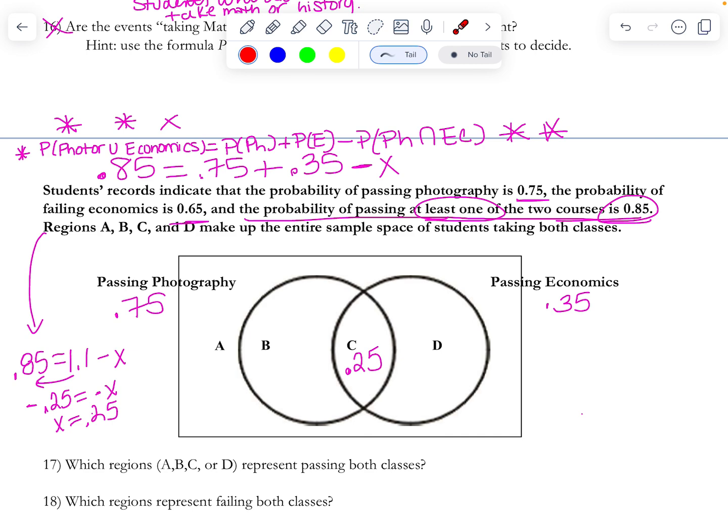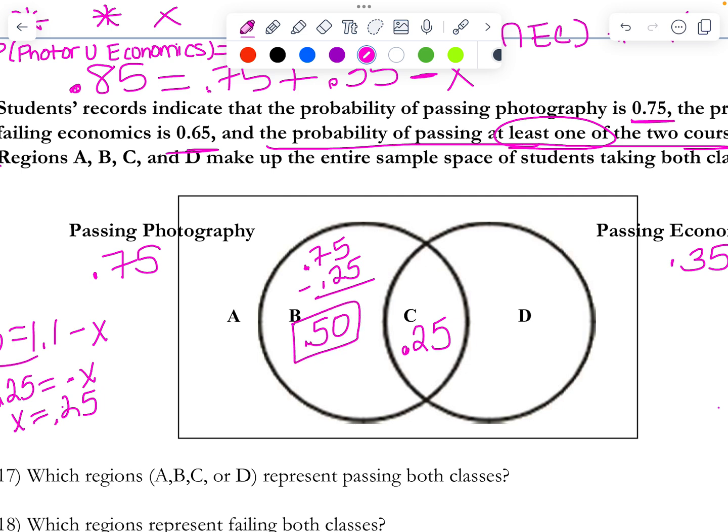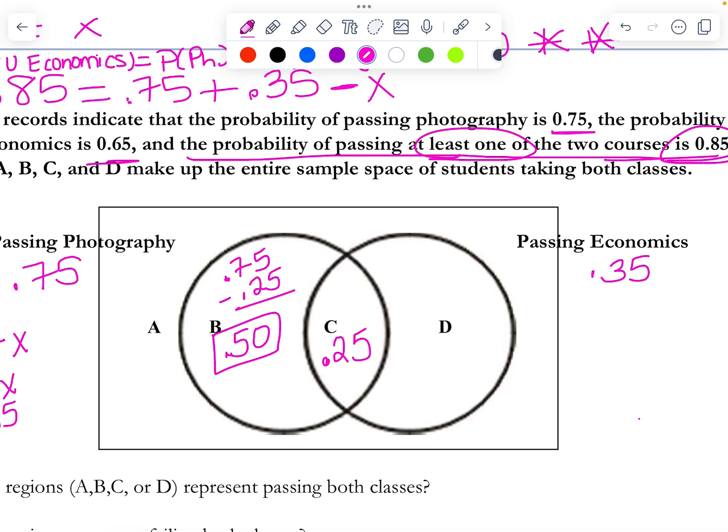And now this is going to help me find out the rest of my Venn diagram. For circle B, it's going to be 0.75 minus 0.25. So just in photography, that's going to be 0.5. Just economics is going to be 0.35 minus 0.25, which is going to be 0.1.